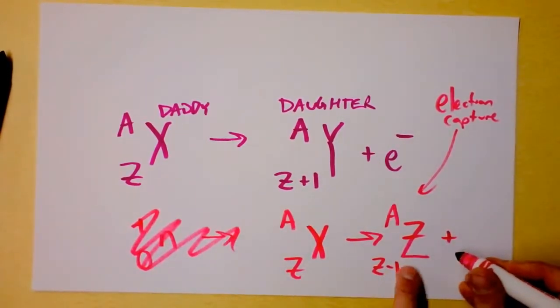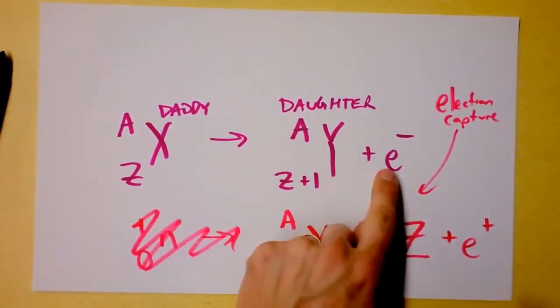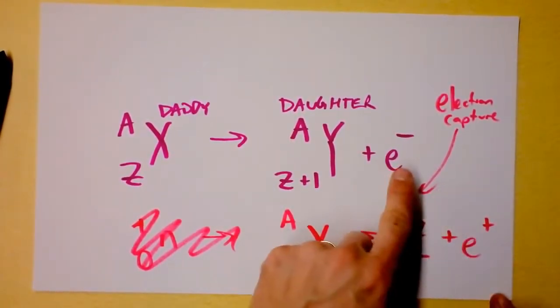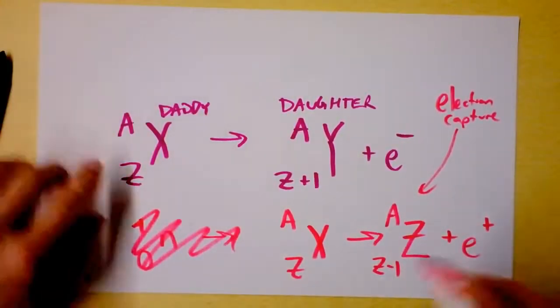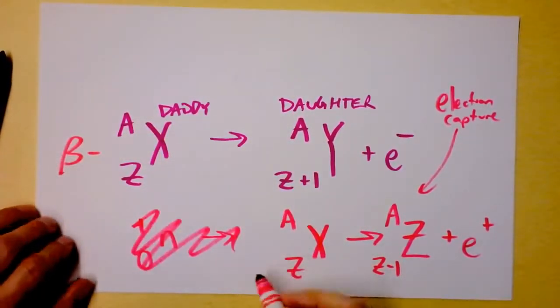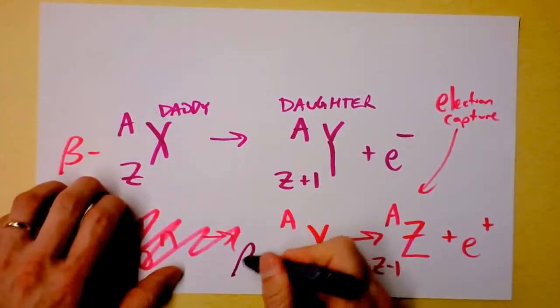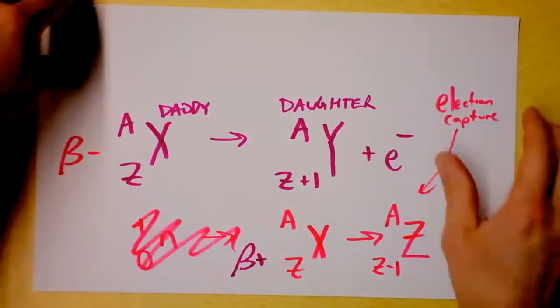So I'm going to get this daughter plus a positron. That's the symbol for a positron. That's the symbol for an electron. This is the opposite of that. This one right here is called beta minus decay. And when it's doing stuff like this, we've got what's called beta plus decay.